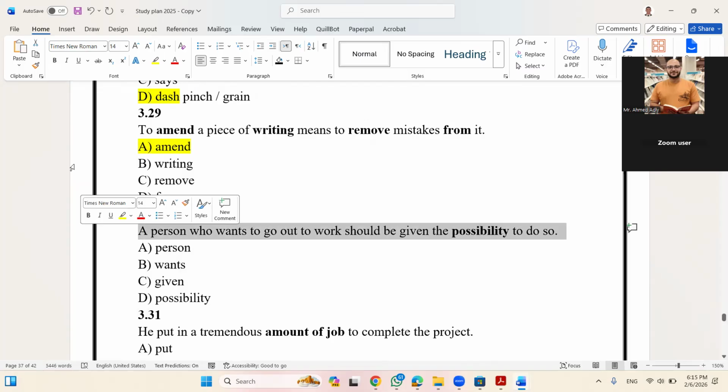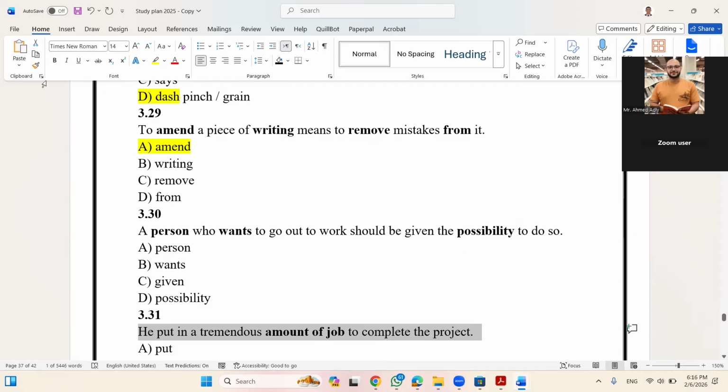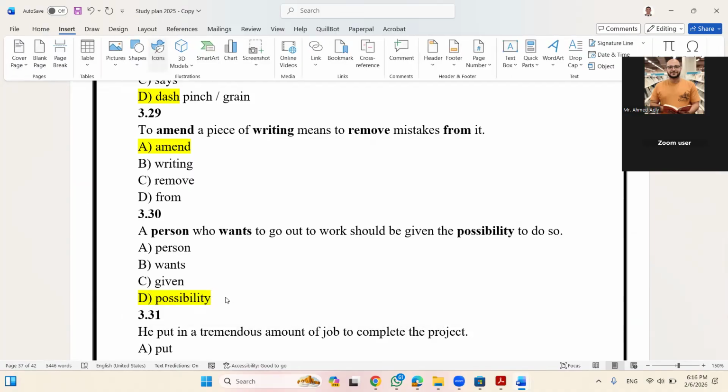Okay, next. A person who wants to go out to work should be given the possibility to do so. If you want to go out, you will go and ask your parents, right? And if your parents agree, they will give you permission, a pass. So here possibility should be replaced by permission.